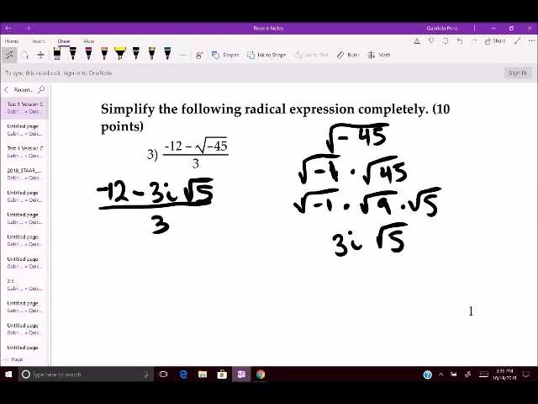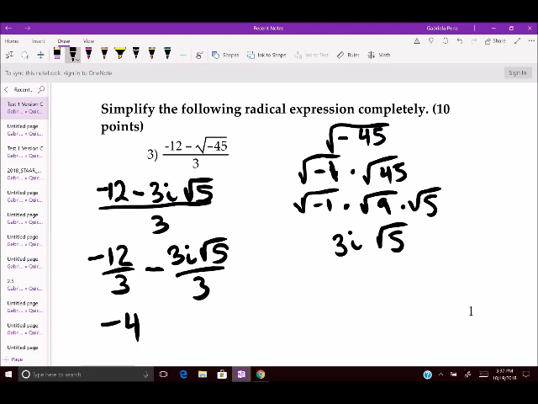So at this point, I've asked that you guys break it down into 2 fractions. So you should be able to see if it's reducible. So the first one reduces to a negative 4. This one, those cancel, so it becomes i square root of 5. And this here would be your answer.